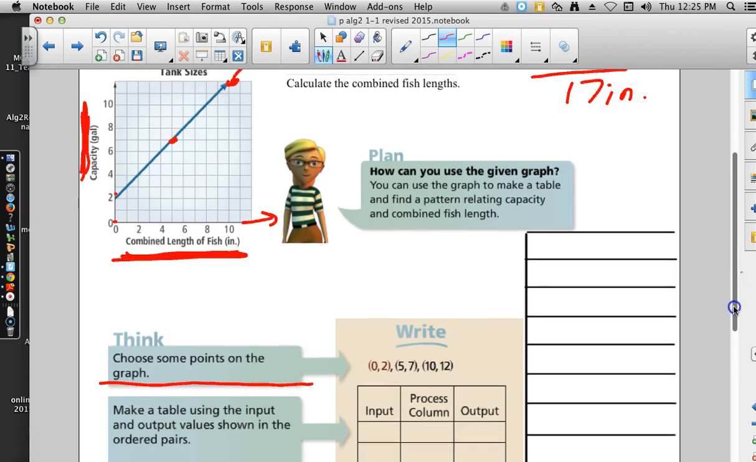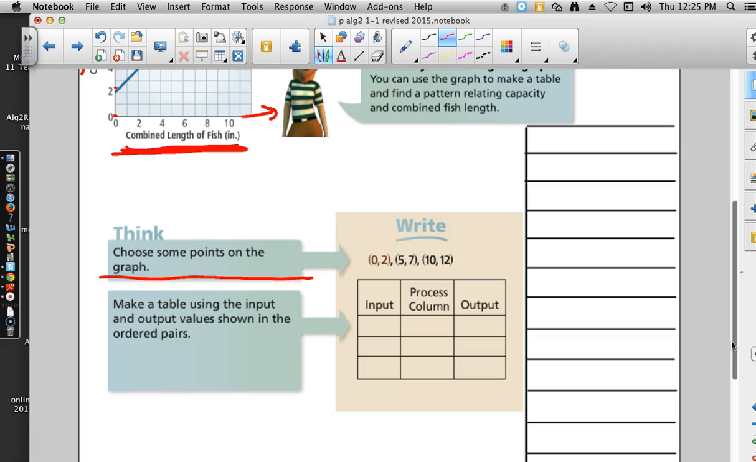So what we're saying is if you put in a 0, you get a 2. If you put in a 5, you get a 7. And if you put in a 10, you get a 12. Now let's look for a pattern. Is there something easy you could do to 0 to get 2, 5 to get 7, and 10 to get 12? Well, all you do is add 2. That's all you do. That'll get it for you.